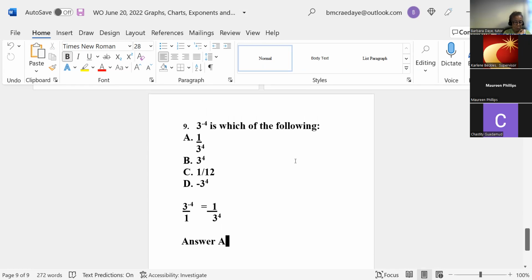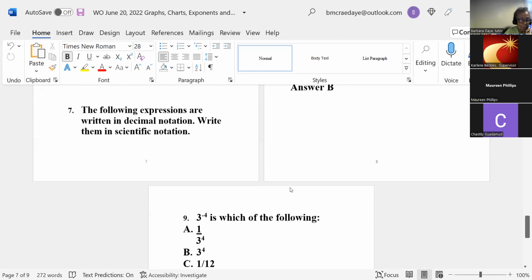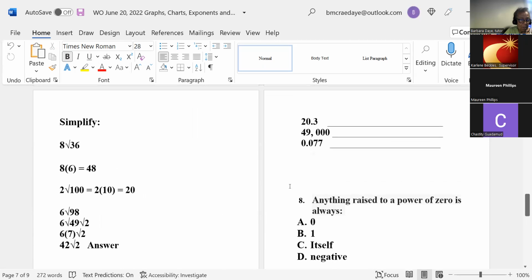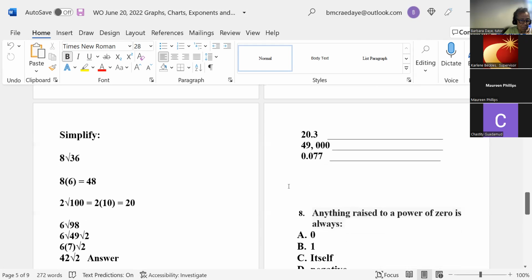Or if you don't want to say reciprocal, just think of taking the negative power over 1 and then flipping it to 1 over the base. This is the power and this is the base. So just flip it where the base is now the denominator and the power changes from negative to positive. Got it? Okay.